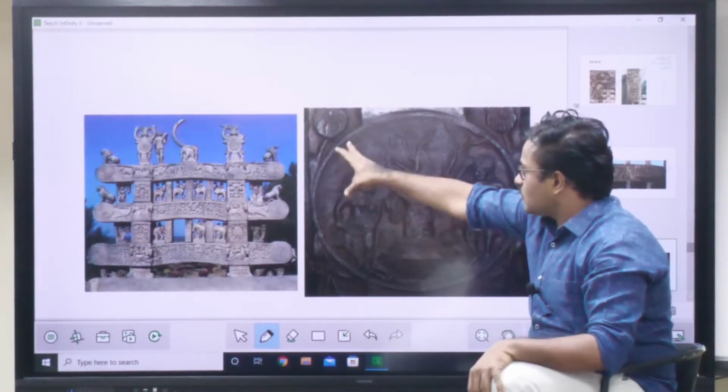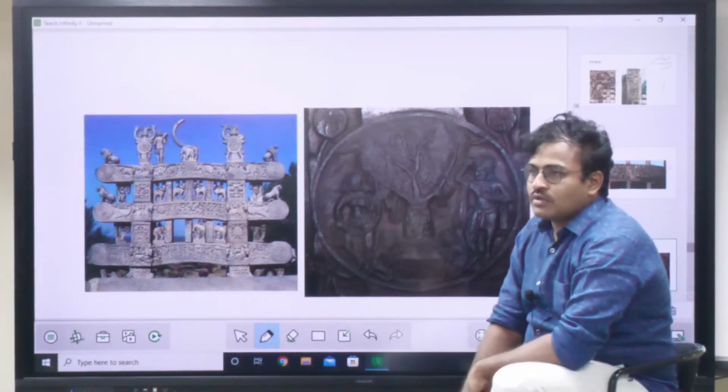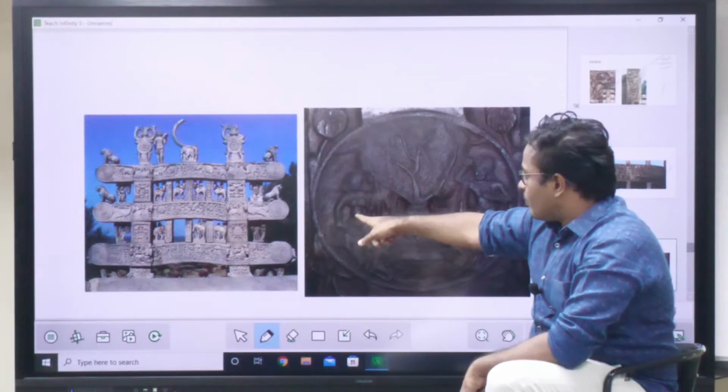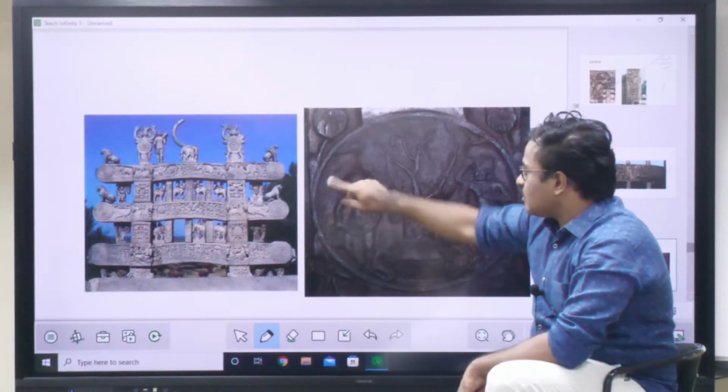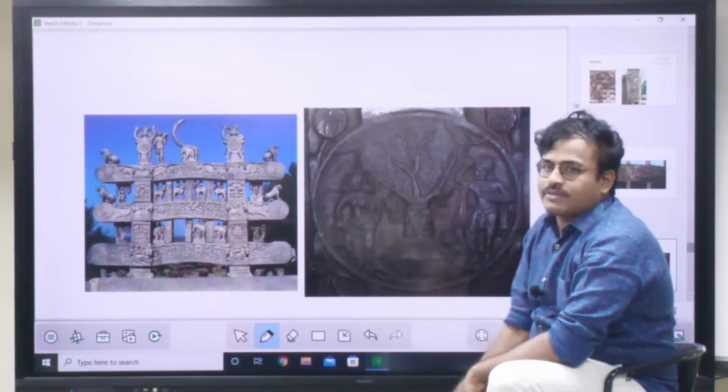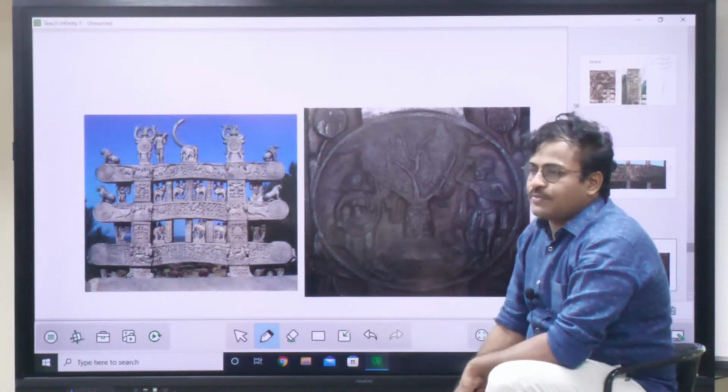This image shows them even more clearly. You're understanding the architraves, vertical stambhas, and along with that, the bracketed niche where some images are there. Every place there is Shalabhanjika. She is the representation of Buddhist auspiciousness.